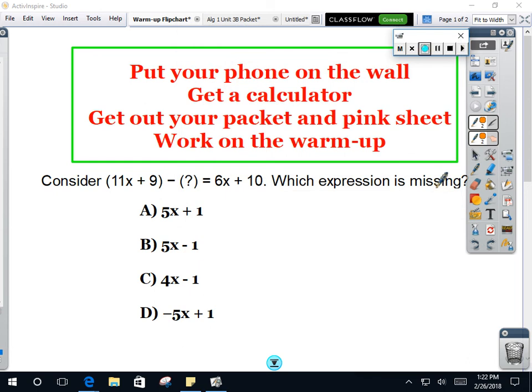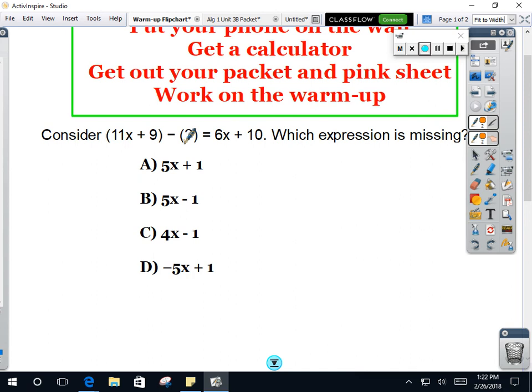Consider 11x plus 9 minus what would equal 6x plus 10? Okay, well, if you've got 11x plus 9, they want to know which one of these binomials down here you need to subtract from that to equal 6x plus 10.